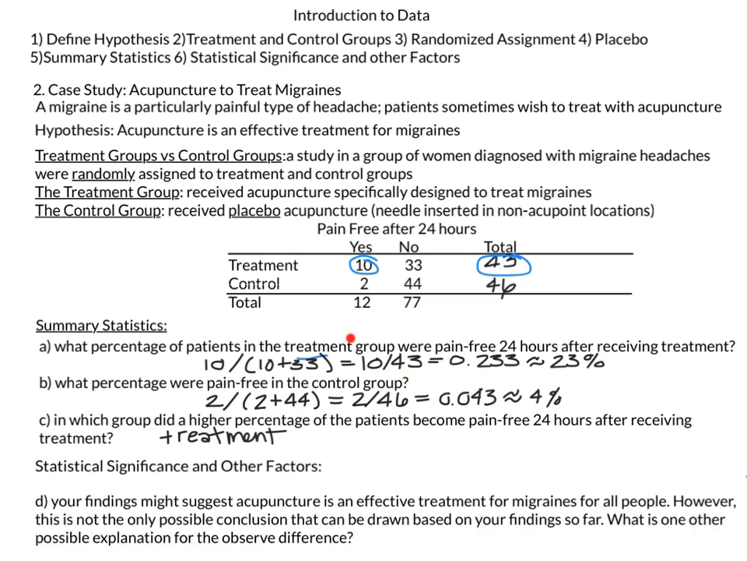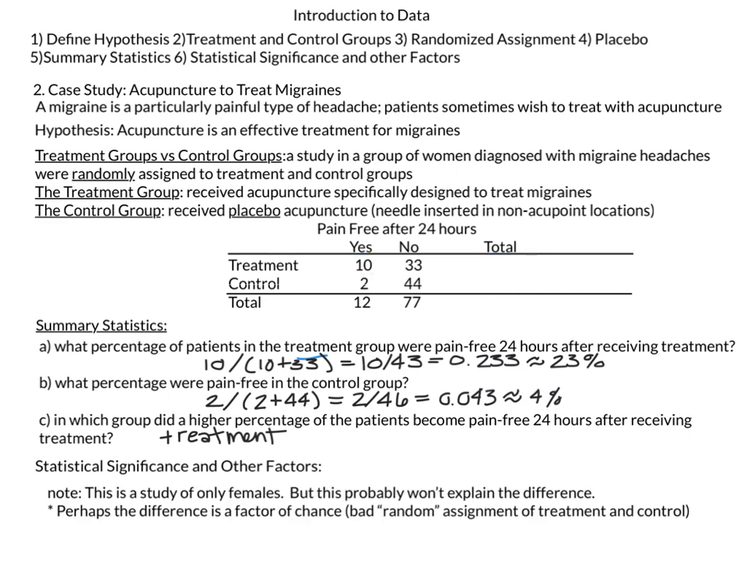Now that we have our summary statistics, we need to consider statistical significance and other factors. As I had mentioned, we'll look more at statistical significance, but it's something we should keep in mind, and we should also look at other factors. So our findings might suggest acupuncture is an effective treatment for migraines for all people. And this is also one other key statement here. However, this is not the only possible conclusion that can be drawn based on your findings so far. What is one other possible explanation for the observed difference?